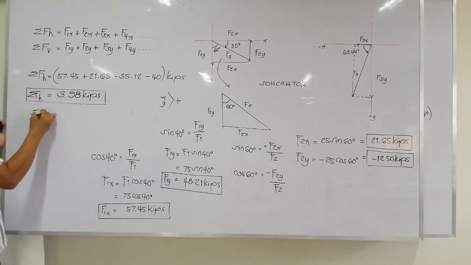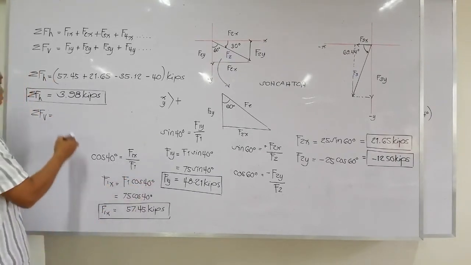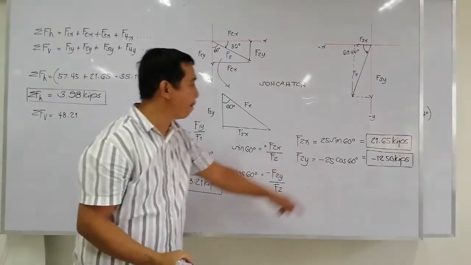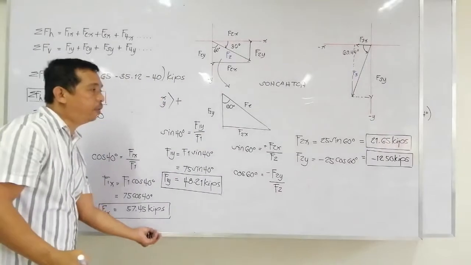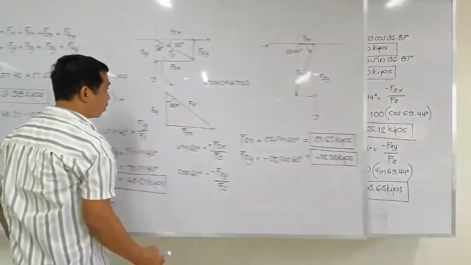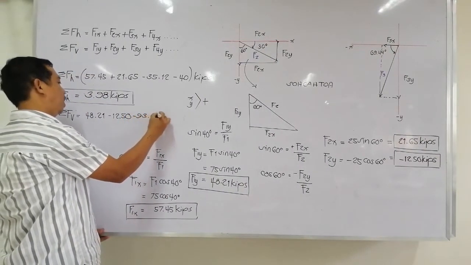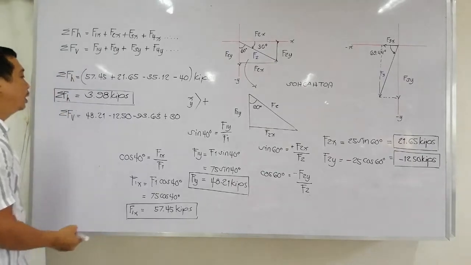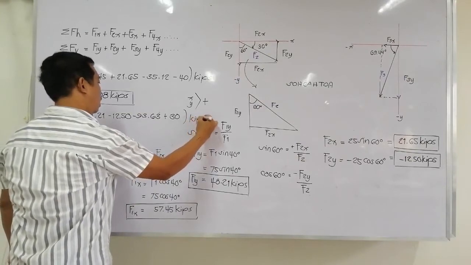And the summation of forces along the vertical or y-axis would have to be F1y, 48.21, F2y, minus 12.50, F3y, negative 93.63, and your positive 30, F4y. So, all having the unit that is kips.